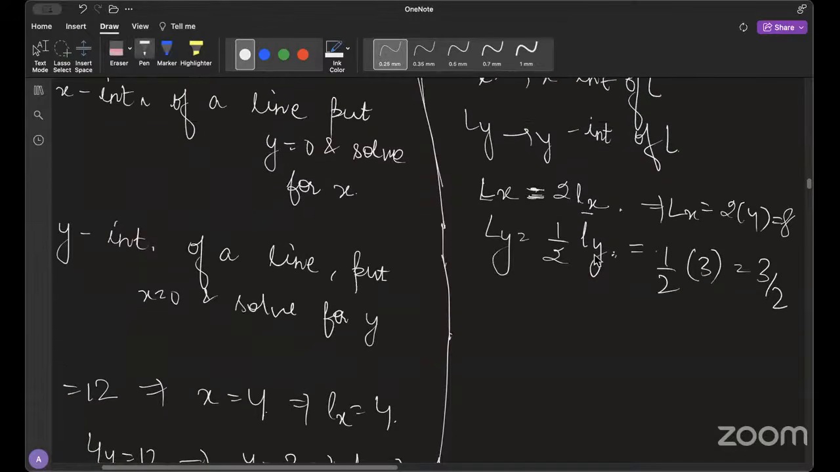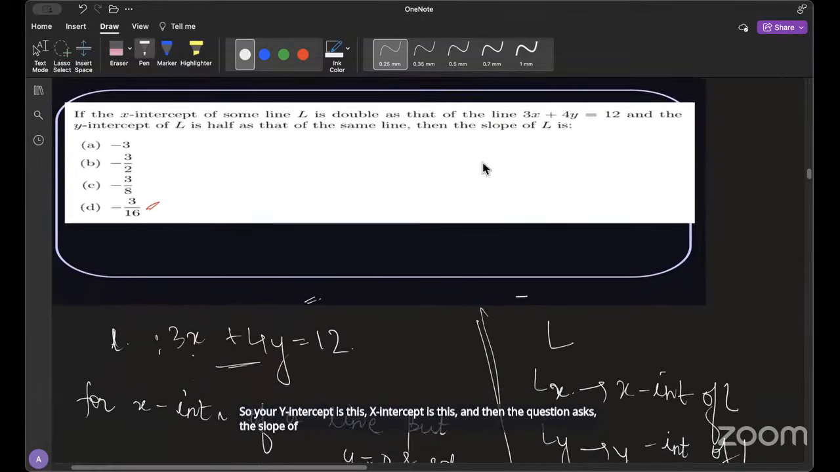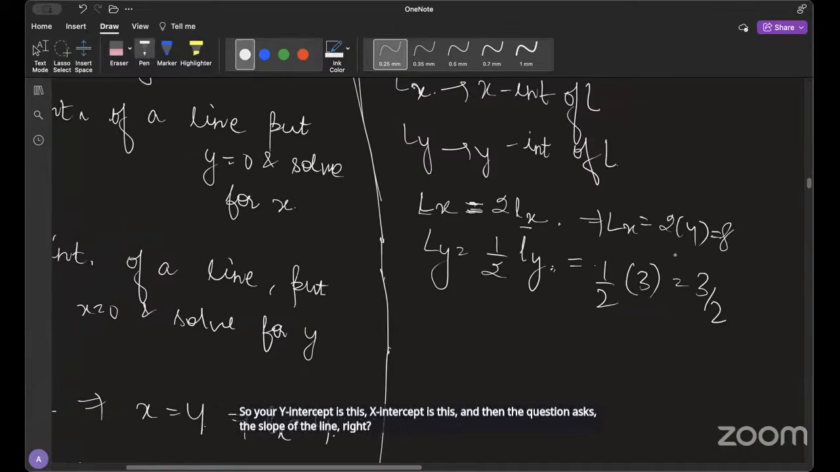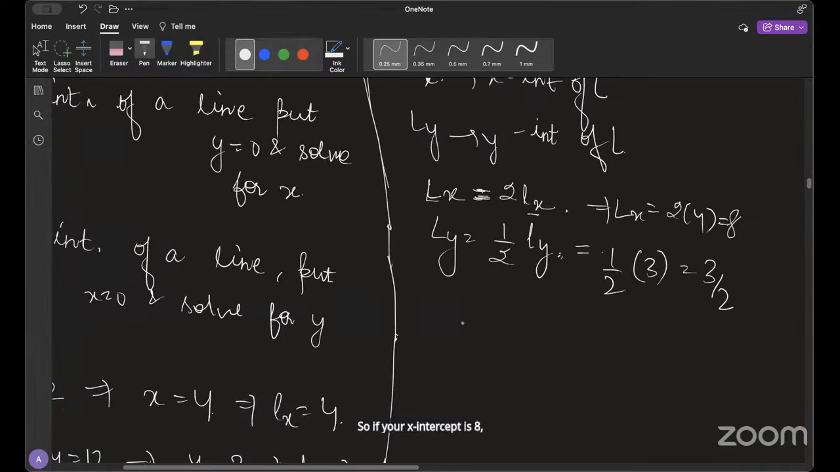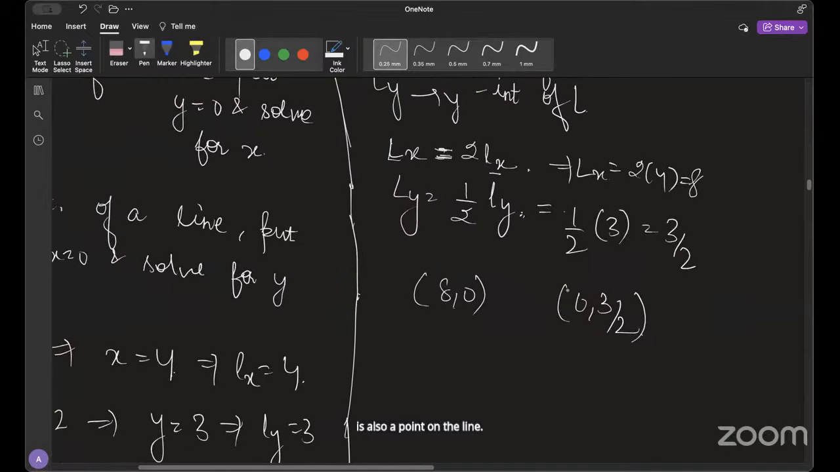So your y-intercept is this, x-intercept is this, and then the question asks the slope of the line, right? If your x-intercept is 8, that means (8, 0) is a point on the line. The second point is your y-intercept, 3 by 2, that means (0, 3/2) is also a point on the line, and you just have to find the slope of the line that passes through these two points.